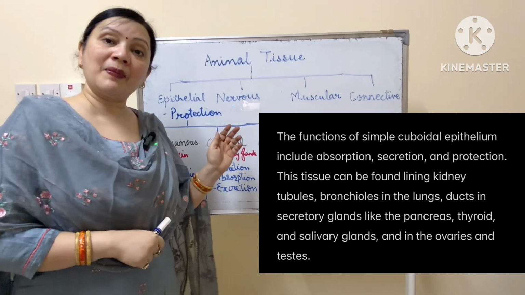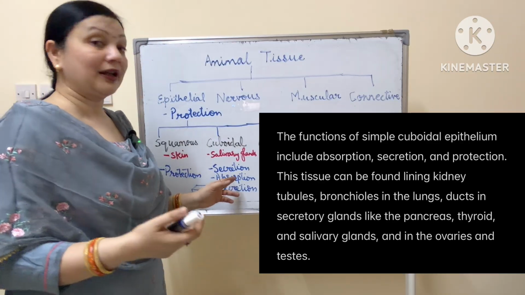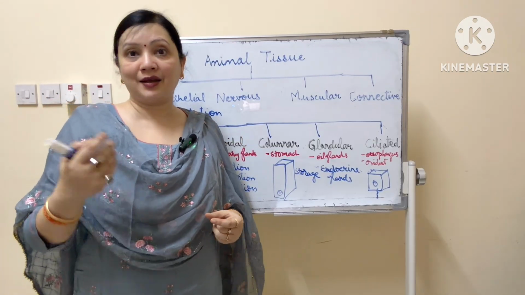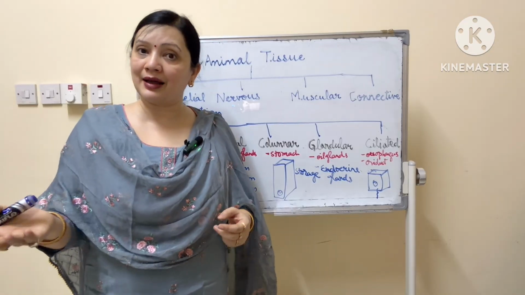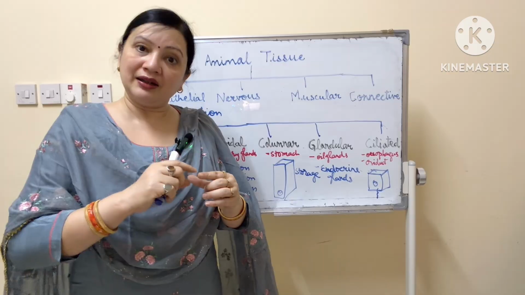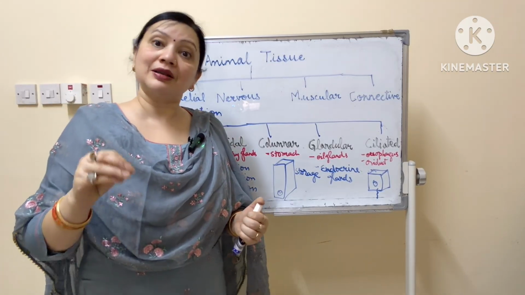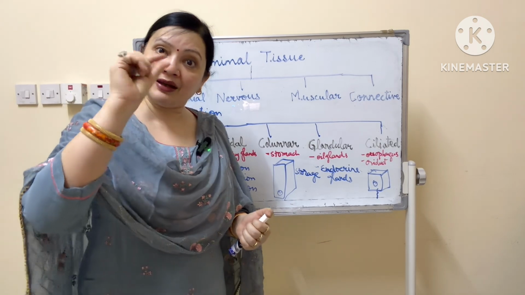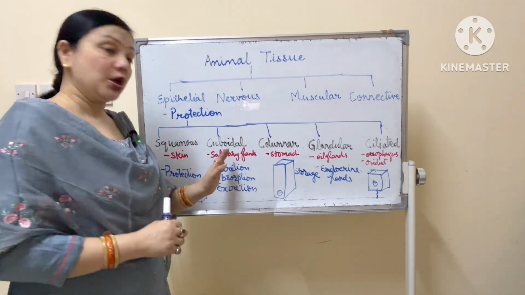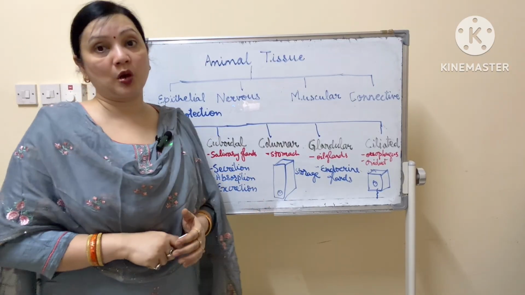When this cuboidal epithelium is present in the villi of small intestine, there it will help in absorption. You must have read about villi in smaller classes also. Otherwise, in class 10th, you will read how food gets absorbed. The intestine comes out as finger-like projections called villi, and the lining is made up of this cuboidal epithelial tissue. So there this epithelial tissue helps in absorption.